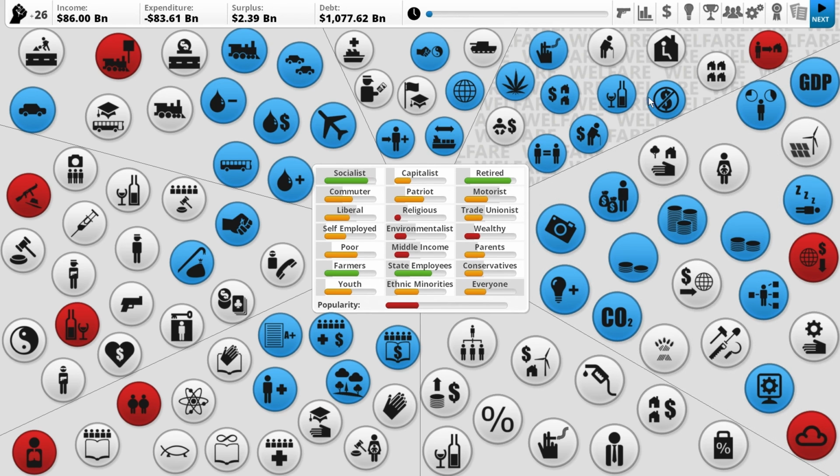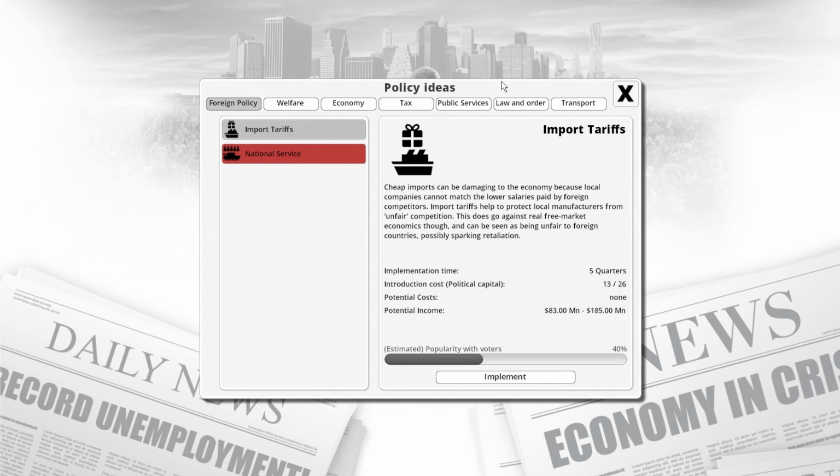We're gonna go to our policies. Let's see what we can enact to get more money, or we get a surplus right now, which is good. So every turn our debt is going to go down by this much. We get our income, we get our expenses. Let's go to here. This light bulb is our policy ideas.